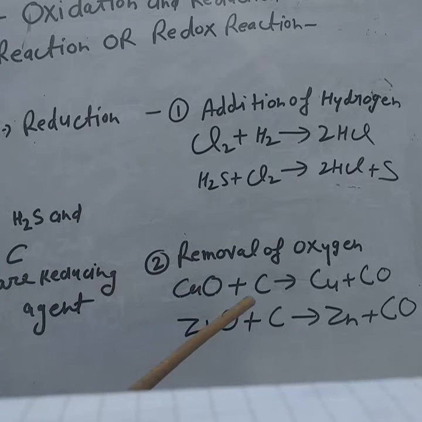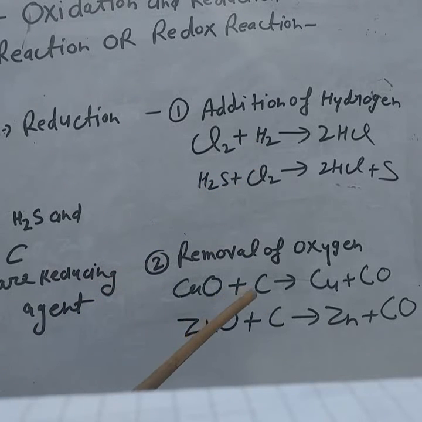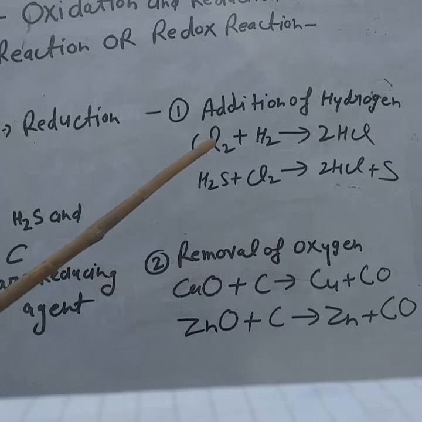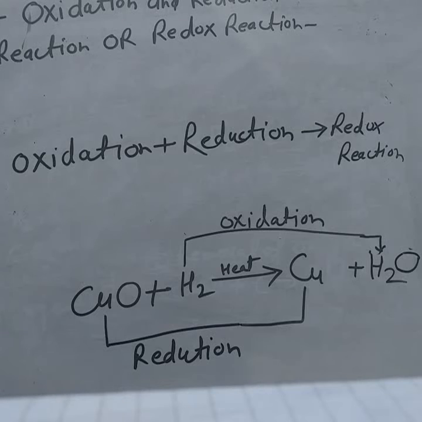So in these reactions, H2S and C are the reducing agents, because C removes the oxygen and H2S provides the hydrogen. So a combination of oxidation and reduction is called a redox reaction.